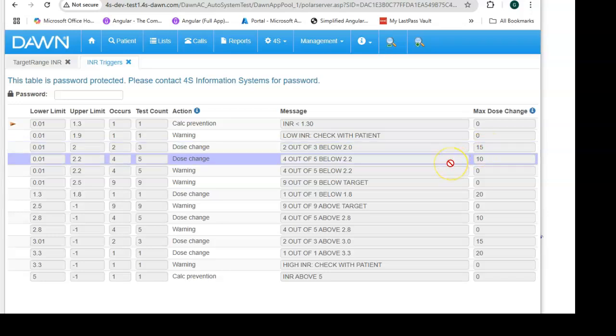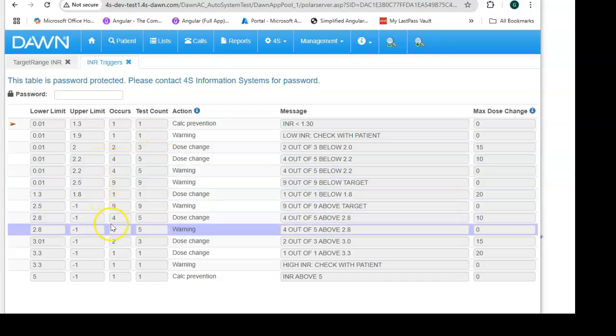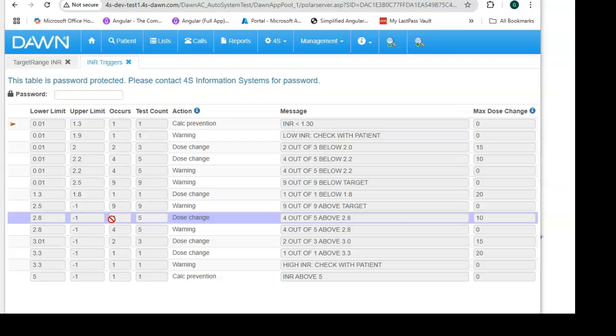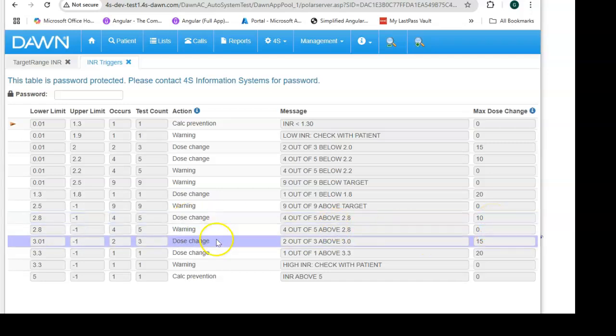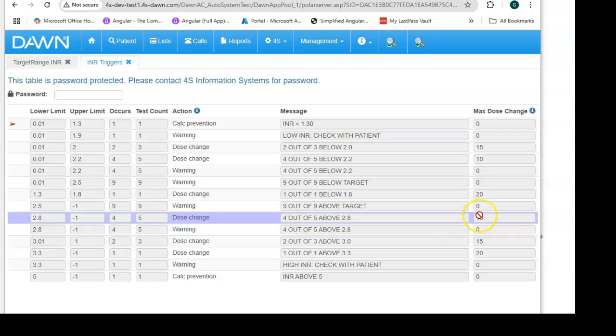If you remember, we also had those other standard deviations, the narrower band based on the best INR results, and we have a dose change trigger for this as well. So if the result is below 2.2, or if it's above 2.8, 4 out of 5 times, Dawn will also suggest a dose change, but it will cap that at 10%. So if all 3 apply, we'll go with this one.